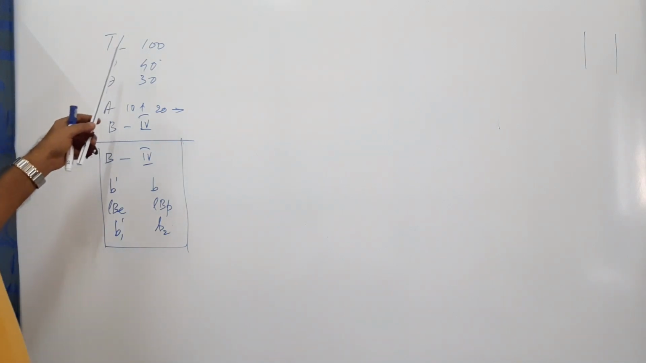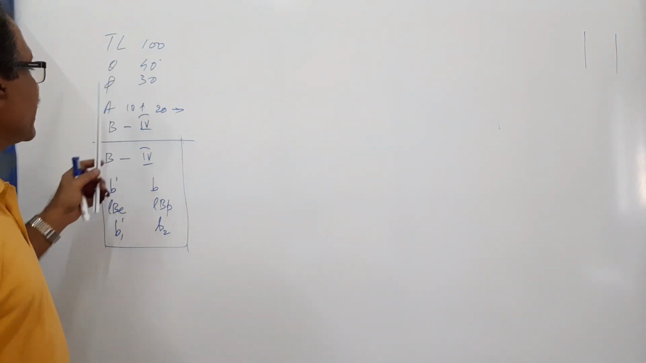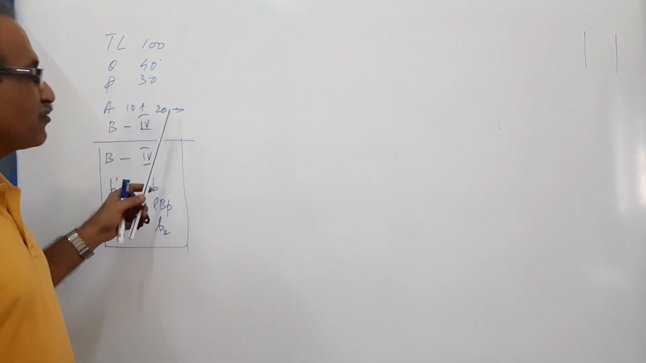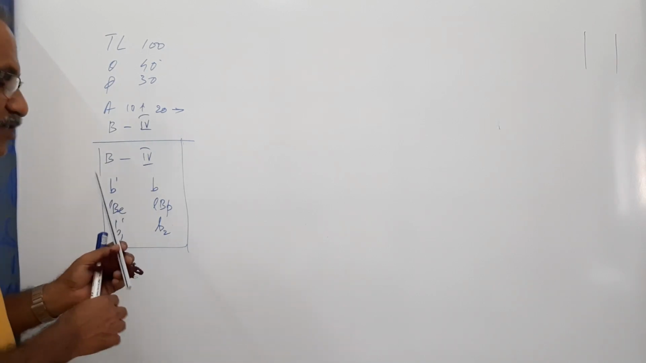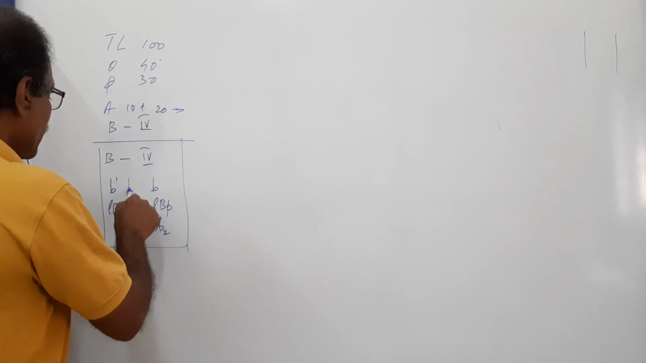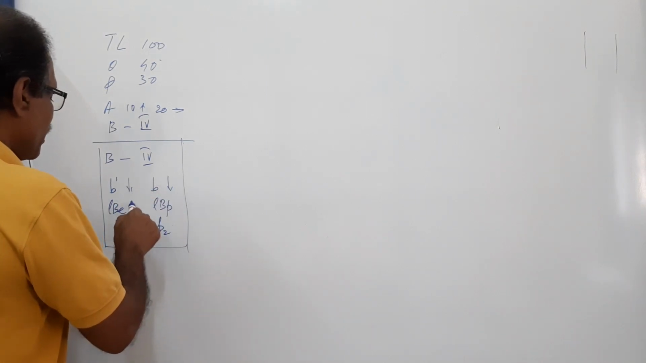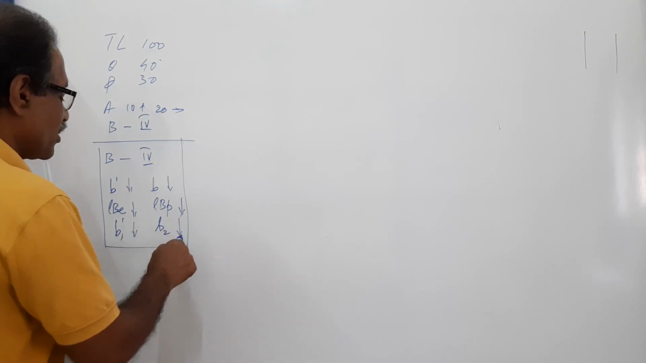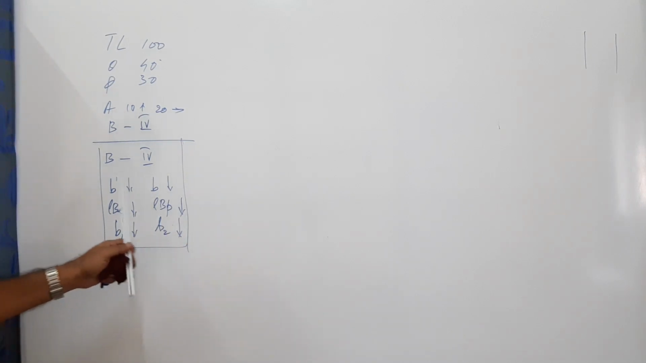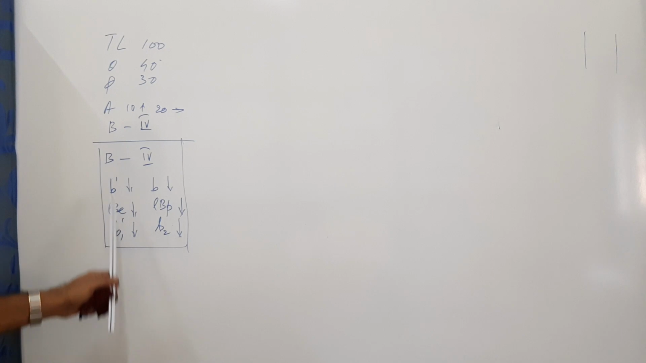Whole length is 100, theta is 40, phi is 30, 8 mm which went 20 mm in front of VP. B is in fourth quadrant, so B dash will be below xy, B will be below xy, LB will be below xy, LBB will be below xy, B1 dash will be below xy, B2 will be below xy. Both are in the fourth quadrant, everything will be below xy.